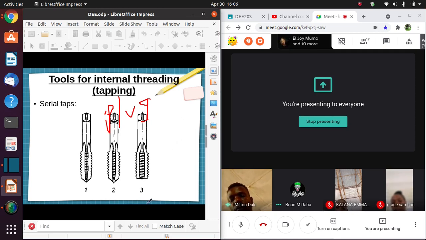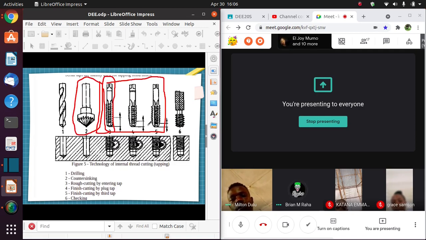Are we together? And once now you are satisfied with your threads, then you can insert a nut or you can insert another tap to ensure that the threads that you have made are not too shallow, are not too deep, are not too rough. They can be able to, ukiingiza screw itaweza kuingia vizuri. Are we together?